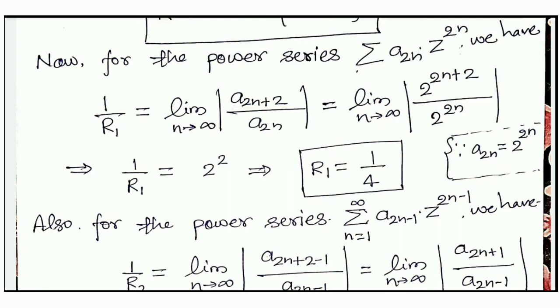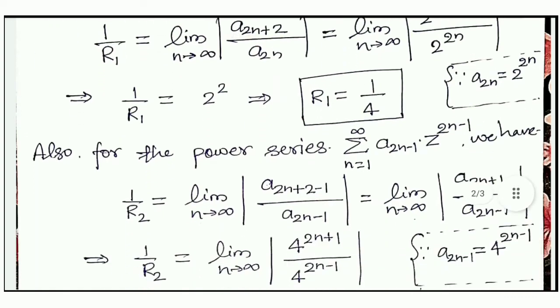Accordingly the formula becomes 1 upon r1 equals limit n tends to infinity modulus a_(2n+2) upon a_2n, which equals limit n tends to infinity modulus 2^(2n+2) upon 2^(2n), as the general coefficient is a_2n equals 2^(2n). Putting in all the values and solving, we get 1 upon r1 equals 2 squared. This gives us r1 equals 1 upon 4. So this is the radius of convergence of the first power series, summation a_2n z^2n.